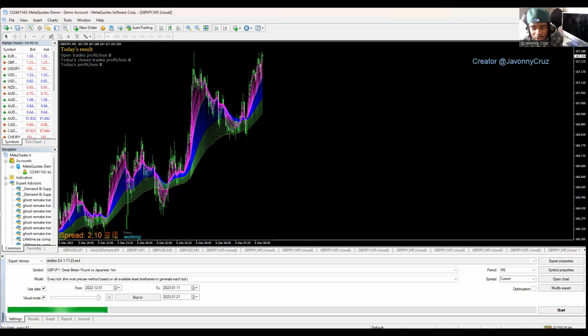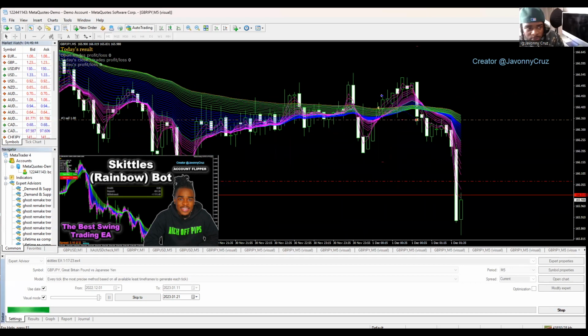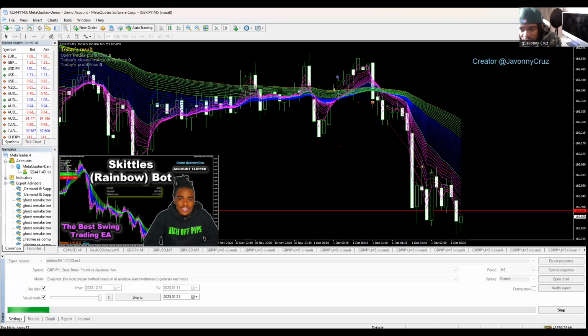Okay, so let's go ahead and test it out. Usually the job of the Skittles EA is to just catch the trend reversals and manage it for you, trail and stop, and secure profits for you. So this is what it does. You guys can see the trail and stop is right there, and it hits the trail and stop right there.